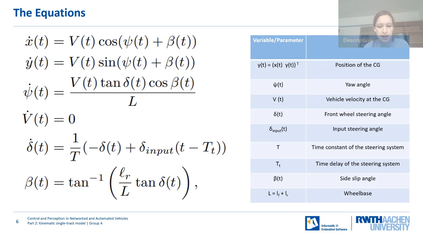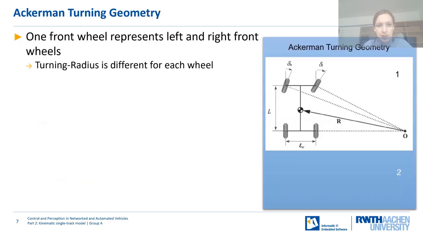And in the last equation, we calculate the side slip. For that, we have to calculate that angle at the center of the bicycle, and we use the front steering and consider just the front part of the wheelbase divided by the wheelbase. So that's as much as for my part, and we will now continue with the Aachen turning geometry.